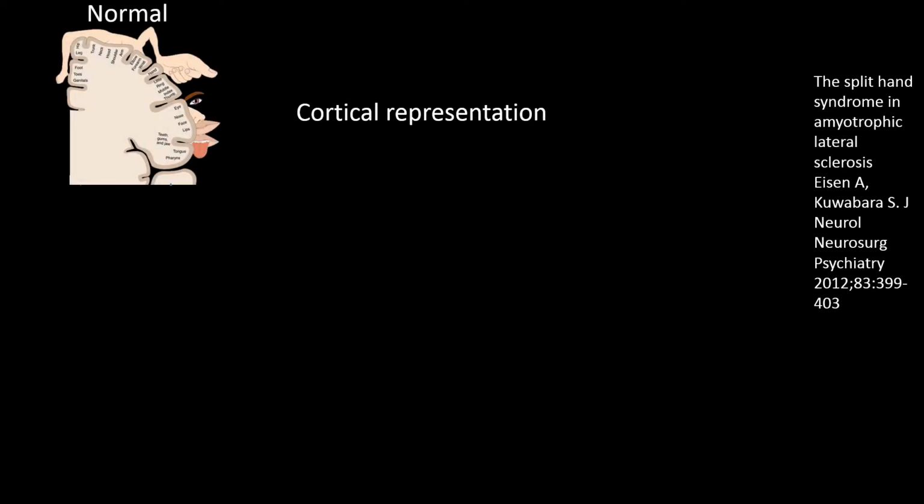Here you can see the cortical representation of the homunculus in a normal individual. As you can see, the thumb and the index finger representation is rather extensive. That is, the radial side of the hand has a larger representation than the representation of the ulnar side of the hand.